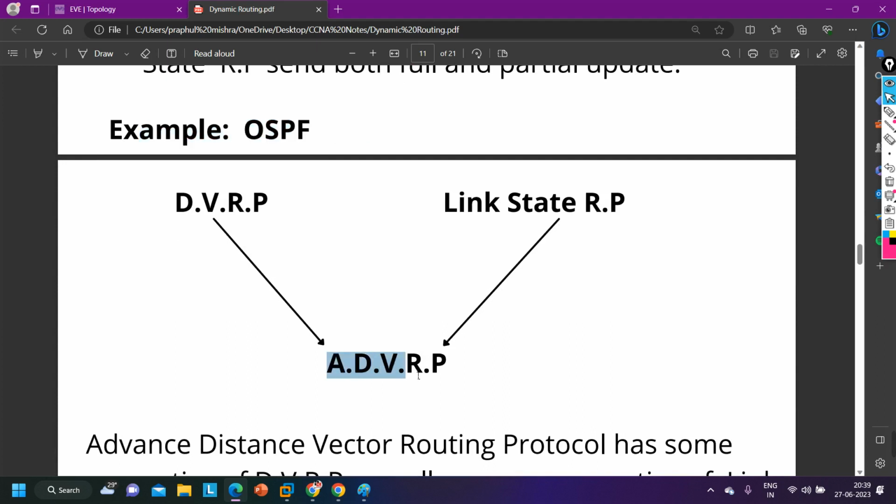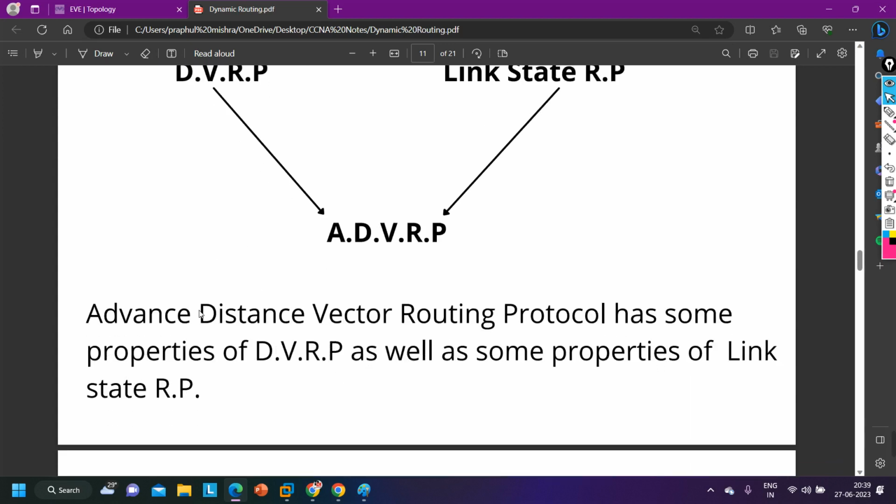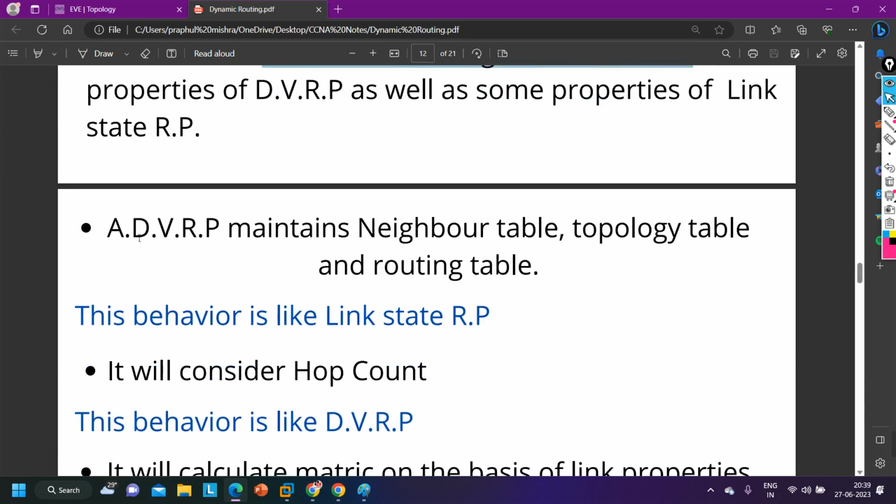Now guys, we have one more routing protocol, that is advanced distance vector routing protocol. Advanced distance vector routing protocol is nothing but a combination of distance vector routing protocol and link state routing protocol. It has some good properties of distance vector protocol and some good properties of link state routing protocol. It is a combination of both.